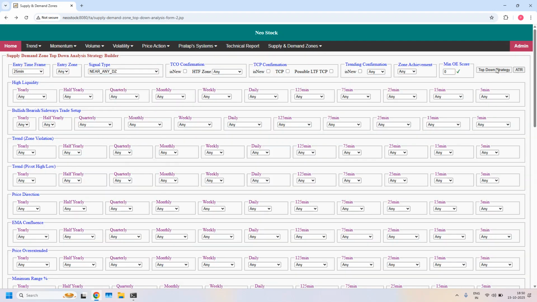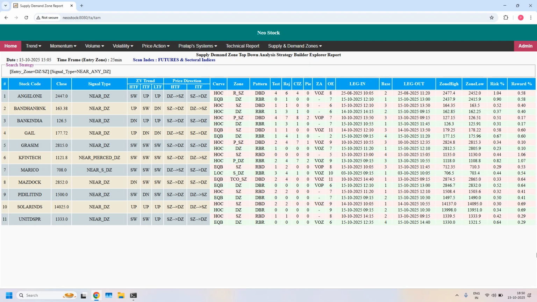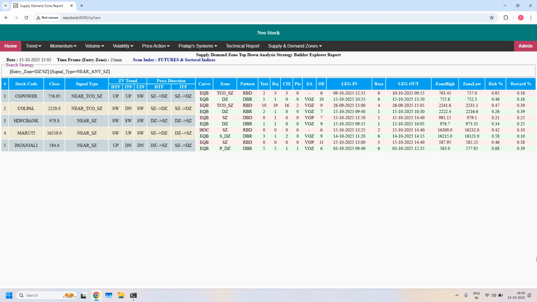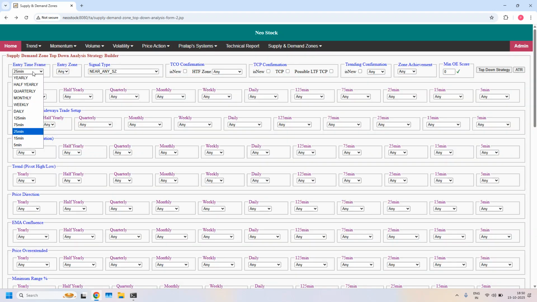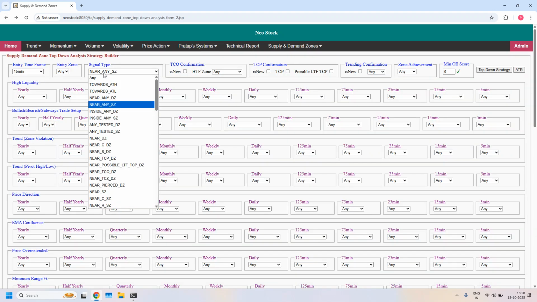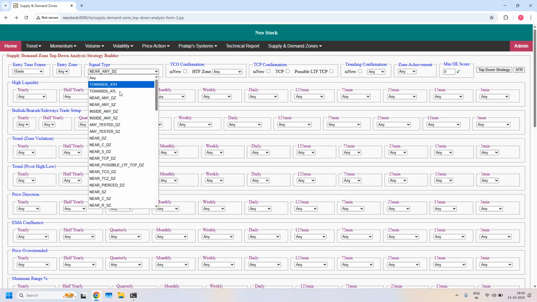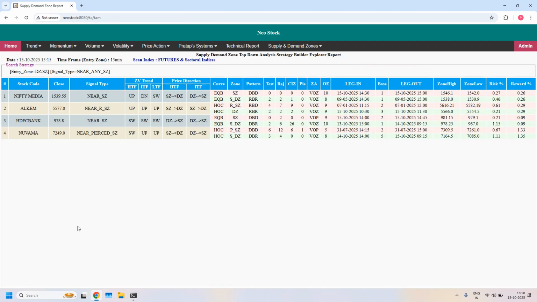Stocks near 25 minutes demand zone, we got 11 stocks. Next, stocks near to the 25 minute supply zone, we got 5 stocks. Next time frame is 15 minutes. Stocks near to the 15 minutes demand zone, we got 9 stocks. Next, stocks near to the 15 minute supply zone, we got 4 stocks.